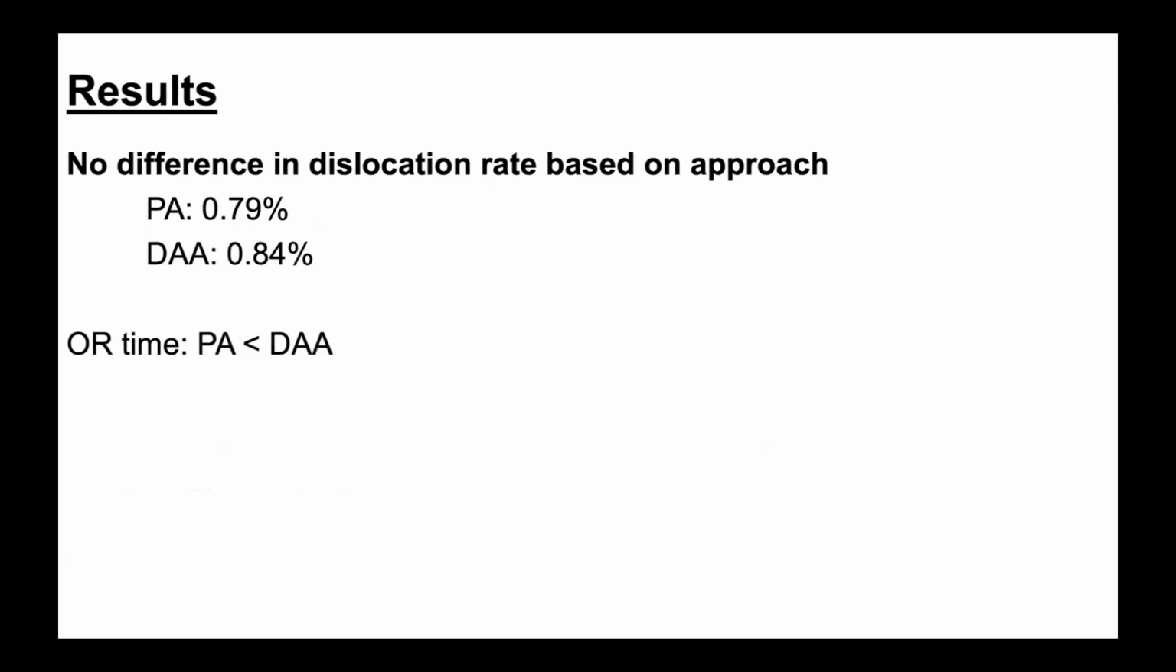So the results of the study show that there was no difference in dislocation rates based on the posterior as well as the direct anterior approach. With the posterior approach, there was a 0.79% dislocation rate, and the direct anterior approach had a 0.84% dislocation rate. And another finding was that regarding the OR time, the direct anterior approach was a little bit longer.